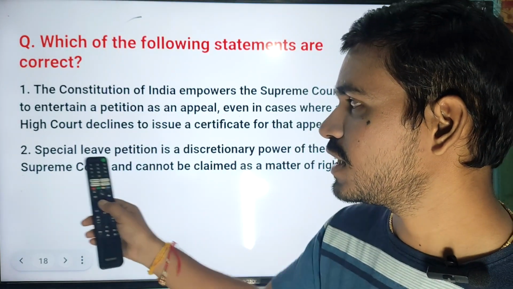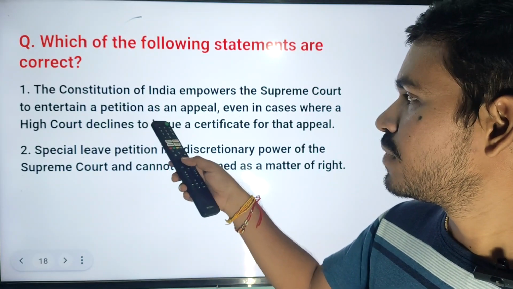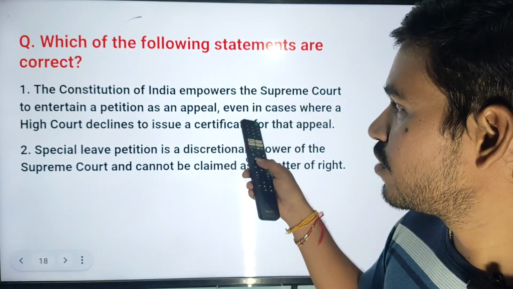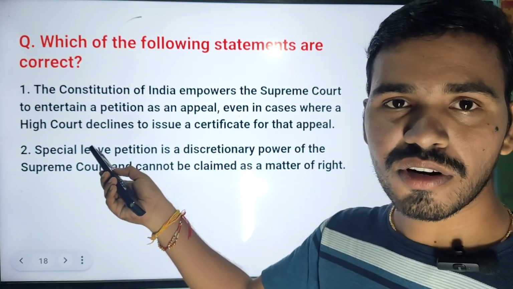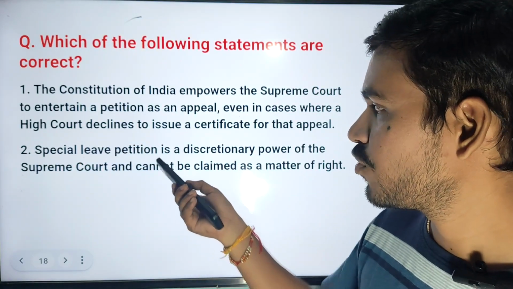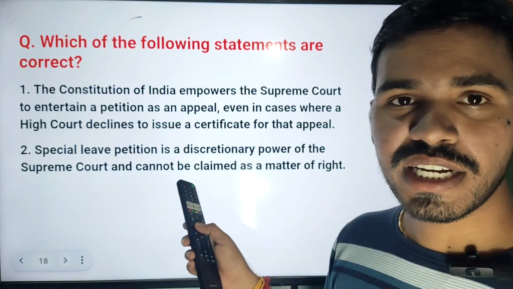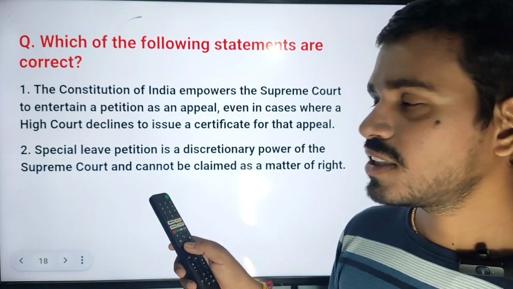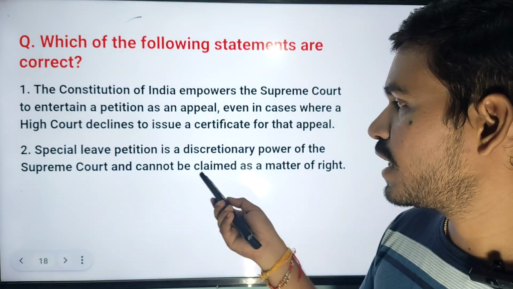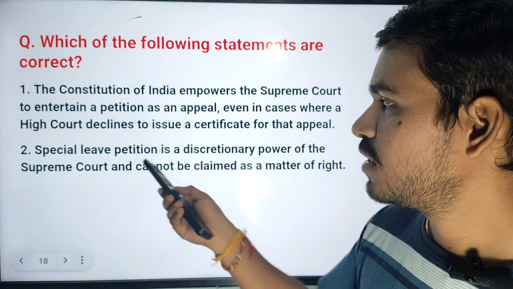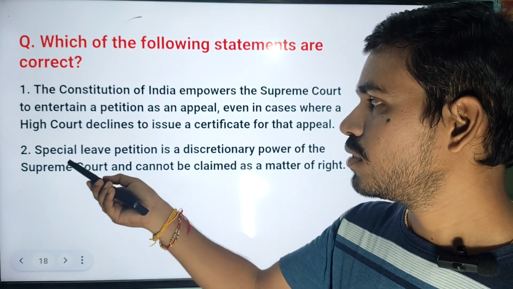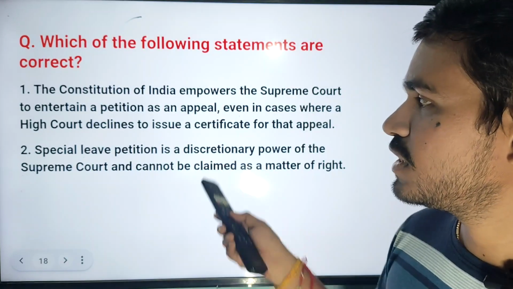Next one is that special leave petition is a discretionary power. Special leave petition is nothing but this case: when there is no certificate issued by the High Court for appeal, the Supreme Court can still take it. So this is the discretionary power. There is no need to take anyone else's opinion. The Supreme Court can take a special leave petition discretionarily. So both the statements are correct.